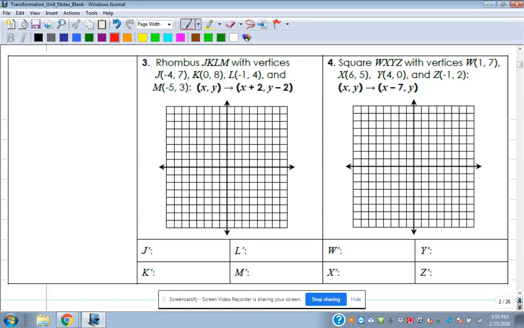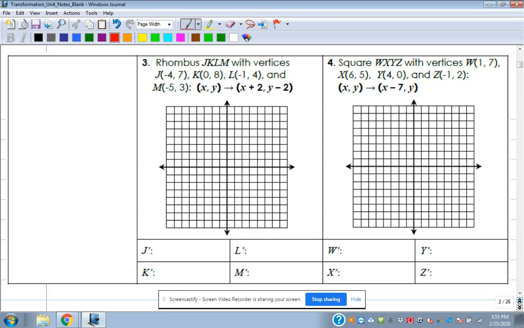Kind of like a crooked square. As one of my students says, it's a square that got hit by a bus. All the sides are the same length, but it doesn't have the 90-degree angles like a square does. So rhombus is that shape. Still the same rules here, following the transformation or translation that it's giving you.